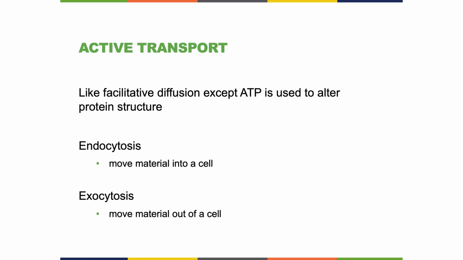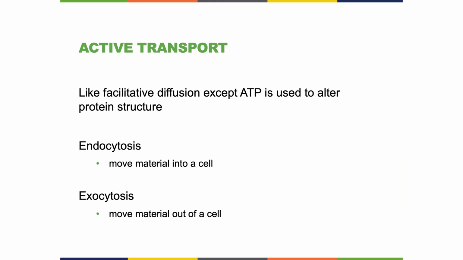Active transport is like facilitated diffusion, except now we have to use ATP or some other energy molecule to help alter the protein structure. When we move, and now we're going to use special names. When we bring something into the cell, we're going to call it endocytosis. And when we move something out of the cell, we're going to call it exocytosis. Now, you got to be careful. You can't say endocytosis is in the cell and exocytosis is outside the cell, because both of these processes, part of them is on both sides of the membrane.